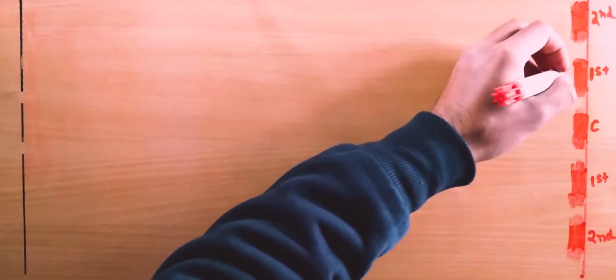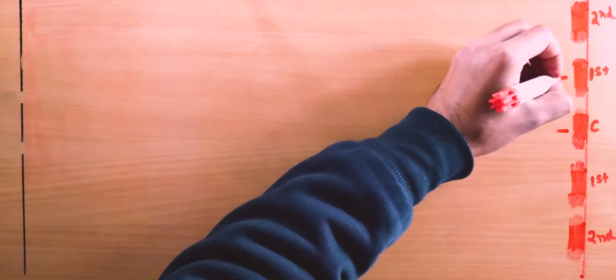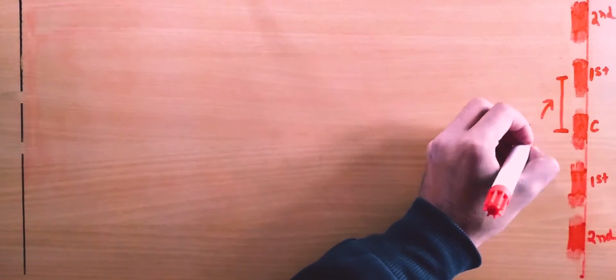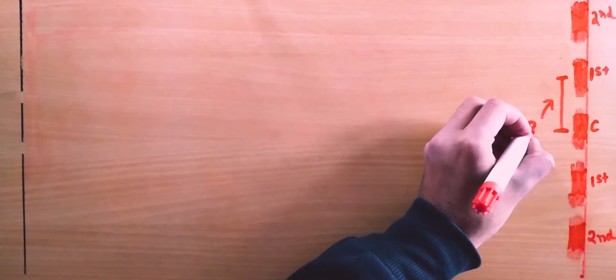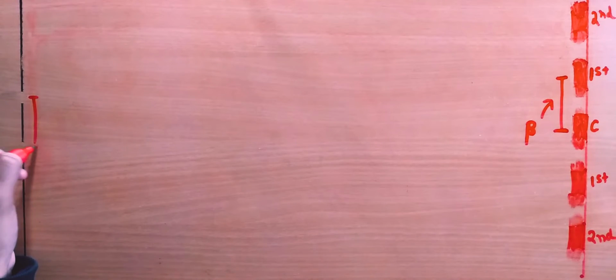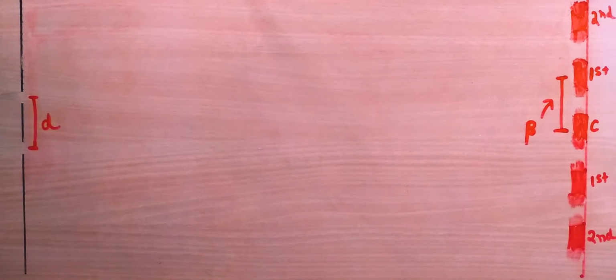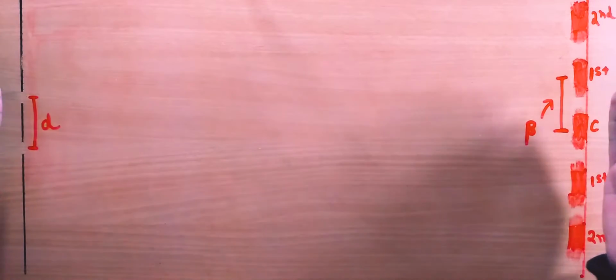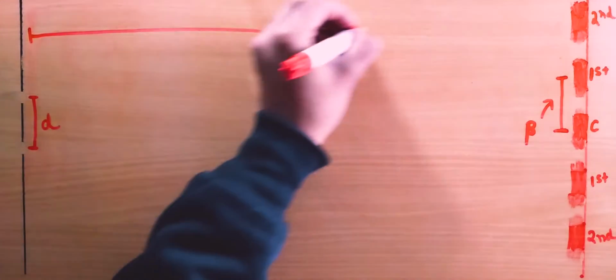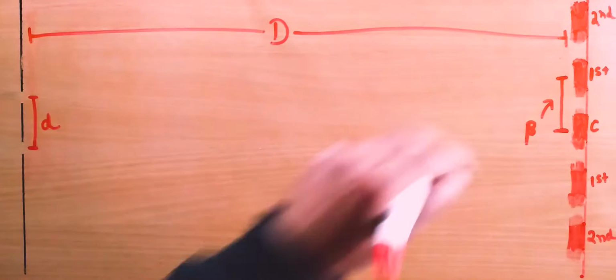So let's take this as the first one and that as the second one. And so this distance right here is the fringe width, denoted by the symbol beta. Another very important variable in this is the distance between the two slits, which is this distance right here, and that is denoted by a small d. Also, we have the distance between the screen and the slits. So let me denote that here by a capital D, and I have the three variables.